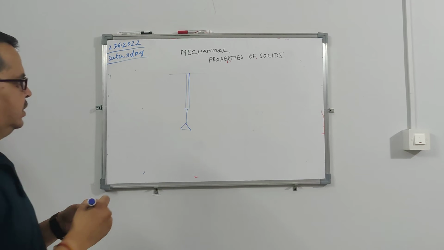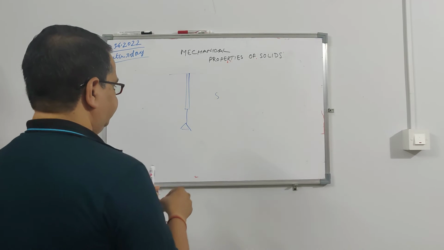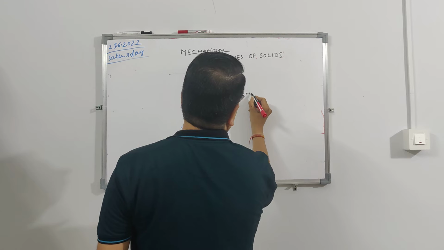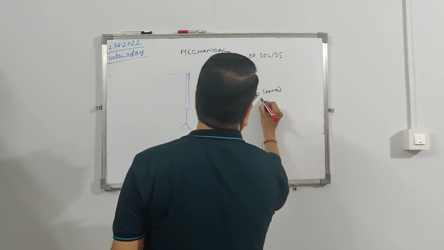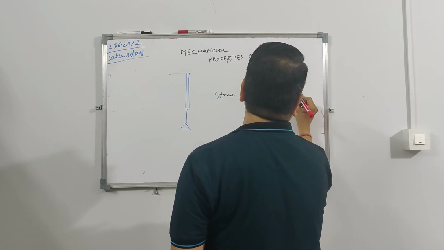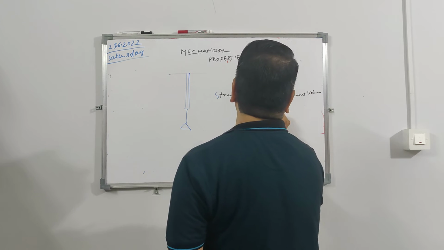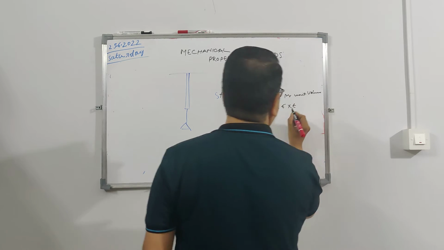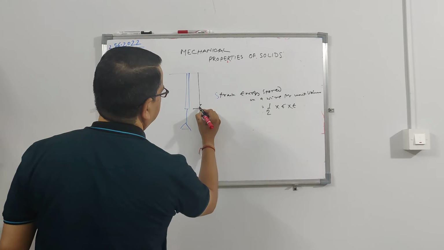For a wire, just remember, strain energy stored in a wire per unit volume will be equal to half into stress into strain. This much you remember. So let us say this wire is of length L.